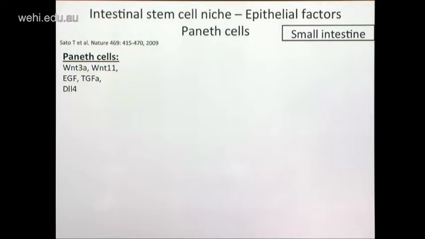First, let's have a look at the stem cell niche epithelial factors. Paneth cells, which are found in the small intestine, produce Wnt3A, Wnt11, EGF, TGF-alpha, and delta-like 4, which is a Notch ligand.